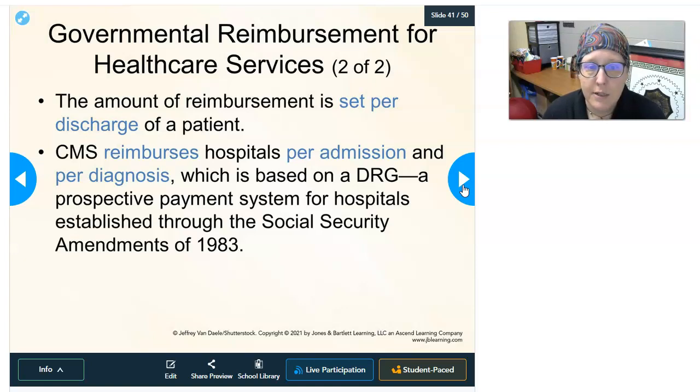So again, CMS, the Centers for Medicare and Medicaid Services, reimburses hospitals per admission and per diagnosis, which is based on the DRG, the diagnosis-related group. And again, it's a prospective payment system for hospitals, which is good because they can kind of plan their care. They know how much they're going to get for this type of disease or this type of thing, and so they can try to provide effective care within those cost parameters.